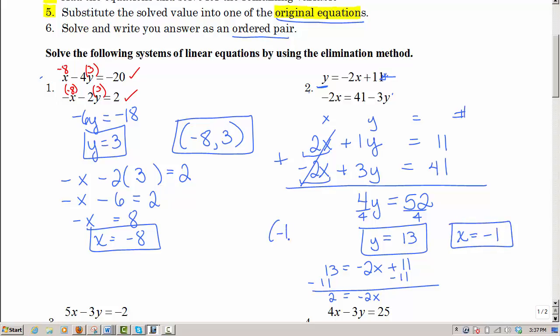So my ordered pair, x and then y, that is my answer. And again, I could come back and check it by plugging in negative 1 for x. Sure enough, that would be 2 plus 11 is 13. And then I could also put in 13 for y. 3 times 13 is 39. 41 minus 39 is 2. And sure enough, if I put in a negative 1 for x, that would be 2. So that does check.